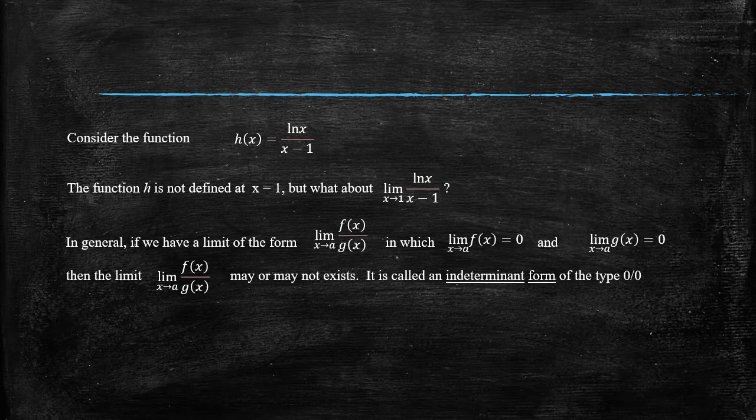In general, if we have a limit of the form, the limit as x goes to a of f of x divided by g of x, in which the limit of the numerator is equal to 0 and the limit of the denominator is equal to 0, then the limit of the ratio may or may not exist. It is called an indeterminate form of the type 0 over 0.